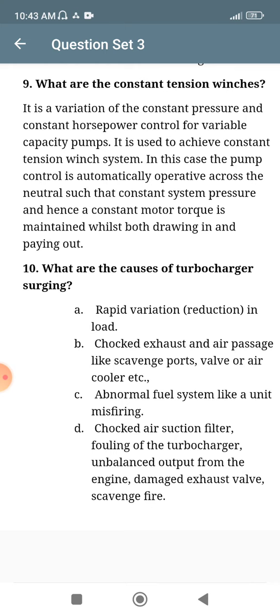Turbocharger surging means rapid variation or reduction in load, choked exhaust and air passage like scavenge port, valve or air cooler, abnormal fuel system like unit misfiring, choked air suction filter, fouling of the turbocharger, unbalanced output from the engine, damaged exhaust valve, scavenge fire, etc. These are the causes of turbocharger surging.